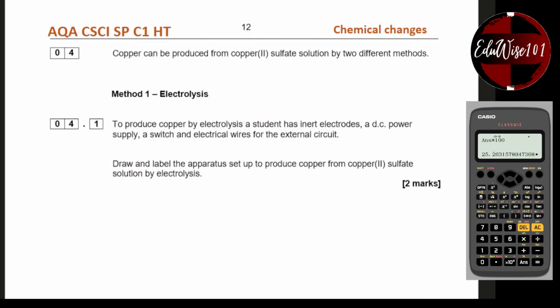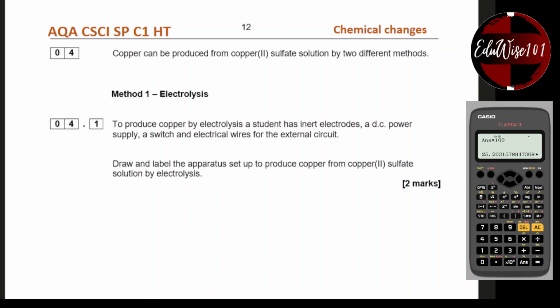In this video, I'm going to go through the AQA Combined Science Specimen Paper from Chemistry Paper 1 Higher Tier. And question number 4 is on chemical changes. Copper can be produced from copper 2 sulfate solution by two different methods.